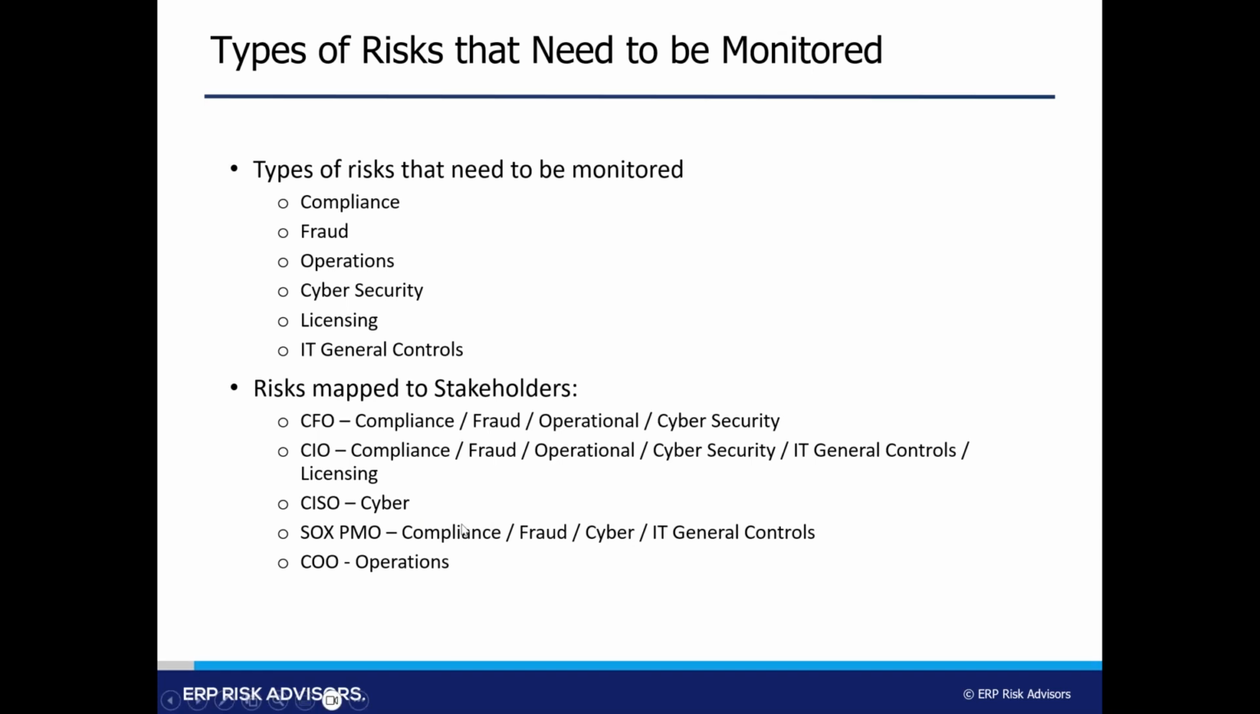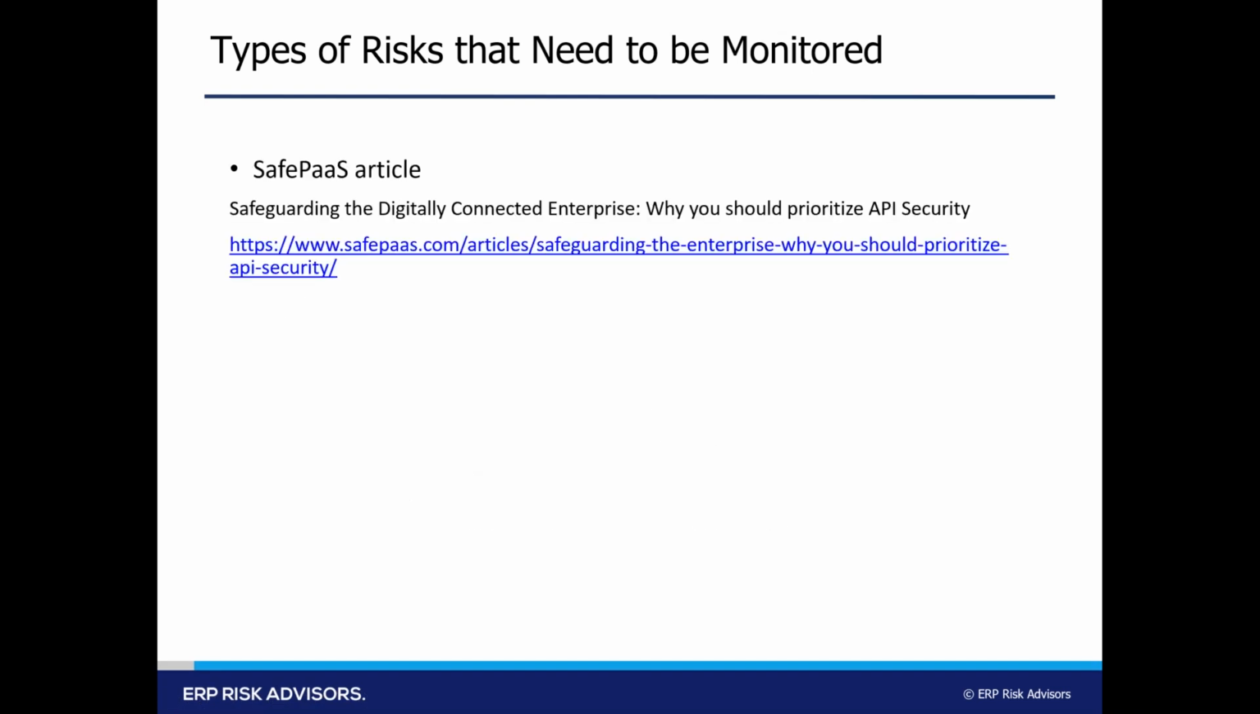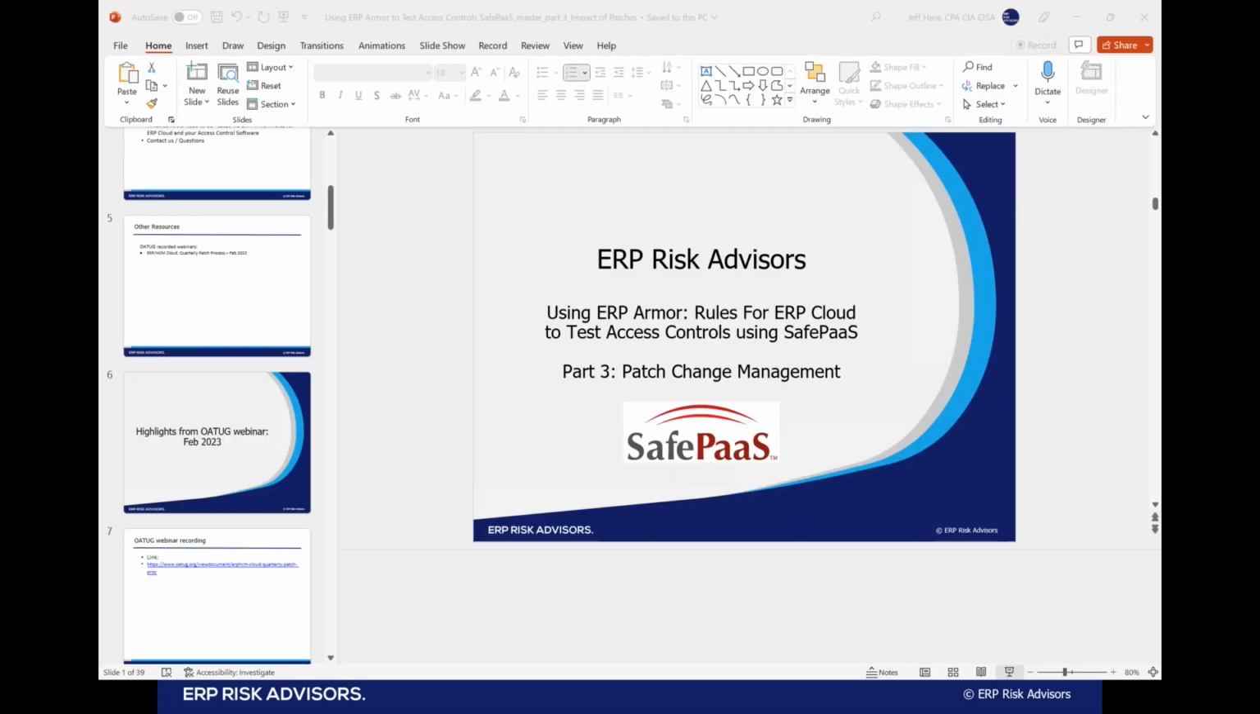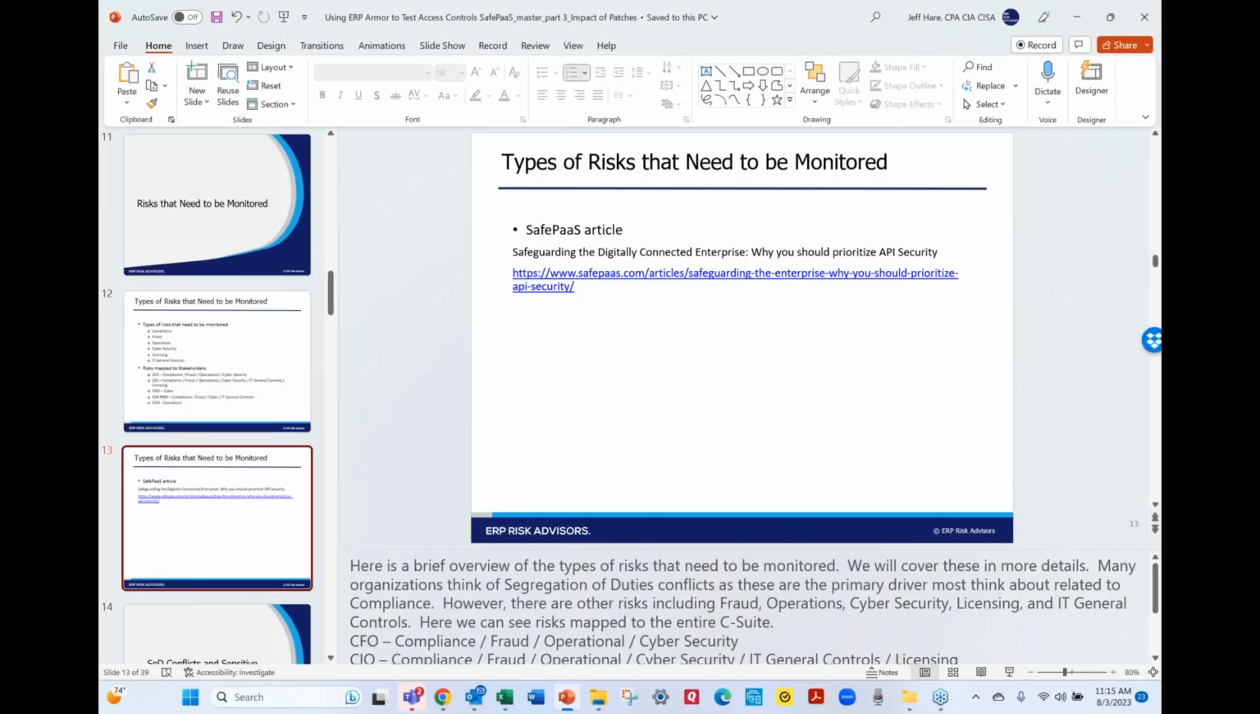You have a SOX organization that's really part of the overall control environment. Then you have the COO looking at it from an operational perspective. So there's more risk beyond just the typical, we've got to check the box and make sure our external auditors are happy from a compliance perspective. I was really excited to see SafePass come out with this article, and I'm going to just point to it just briefly.